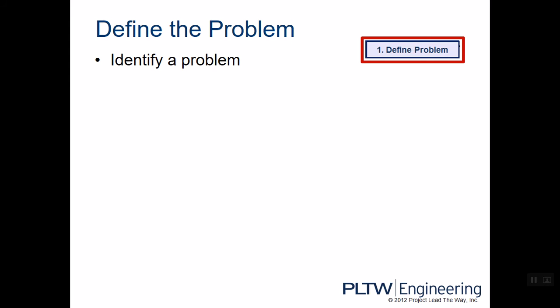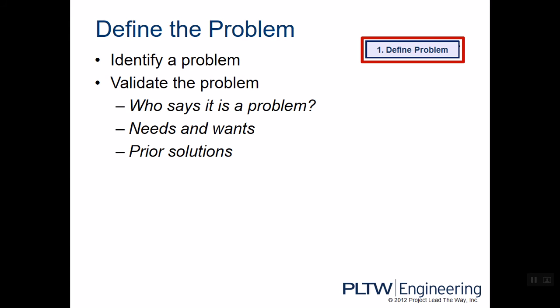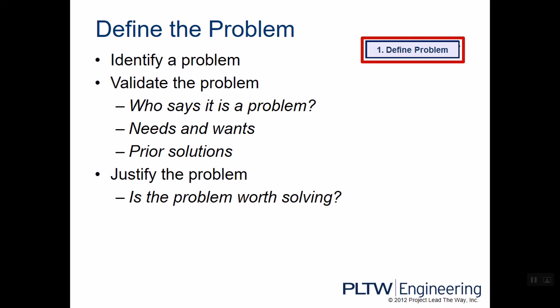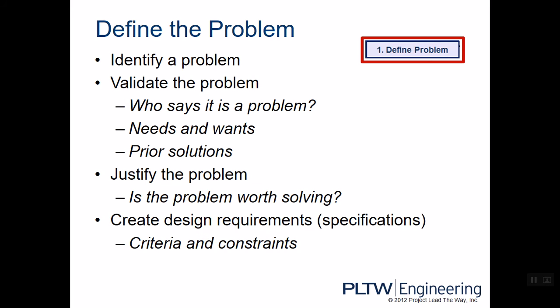So first of all, define the problem. You need to identify the problem, validate the problem. Who says it's a problem? The needs and the wants related to that problem and prior solutions. You justify the problem. Is the problem worth solving? Create design requirements, the specifications, the criteria, and constraints.